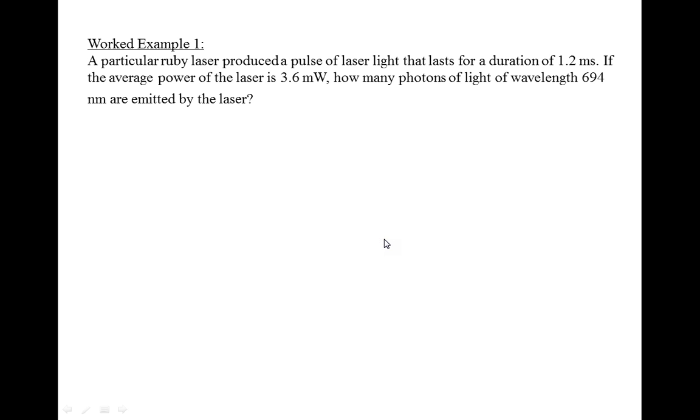So, example 1, a particular ruby laser produces a pulse of laser light that exists for a duration of 1.2 millisecond. If the average power of the laser is 3.6 milliwatts, how many photons of light of wavelength 694 nanometers are emitted by the laser?